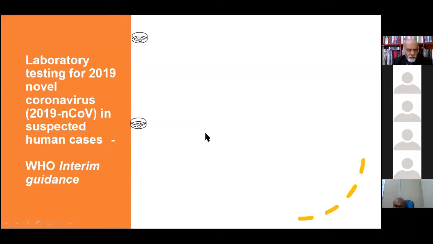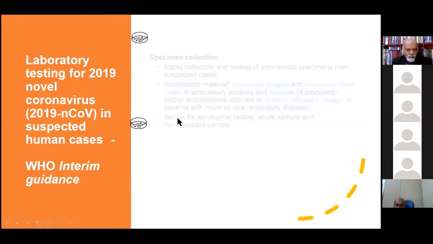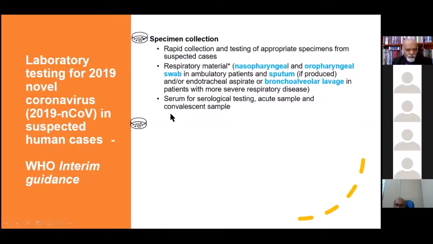And these slides show the key points from the WHO's interim guidance for laboratory testing for the SARS-CoV-2 in suspected human cases. So rapid collection and testing of appropriate specimens from suspected cases is a priority, and this should be guided by a laboratory expert.